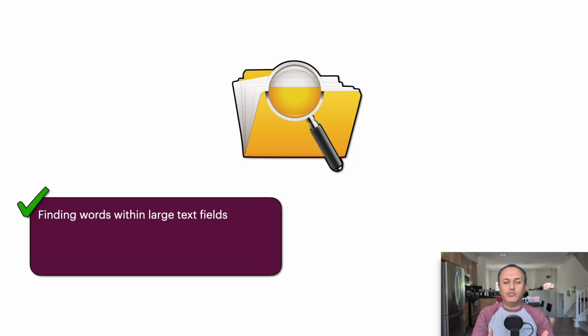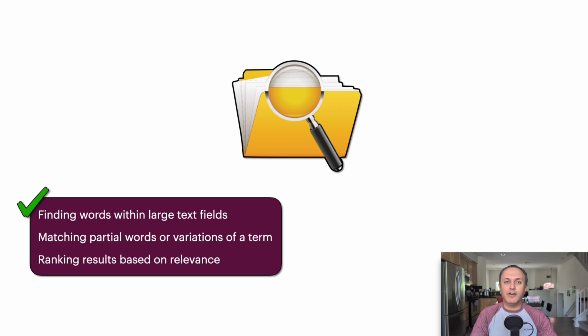Full text search is the capability of finding information within a large volume of text-based documents or data using a search query. Usually this means that we have a large collection of text fields and we want to find words within those text fields using partial matching or variations of the terms that we're looking for, so it doesn't have to match exactly. And also it often involves ranking the results based on their relevance to the search query.